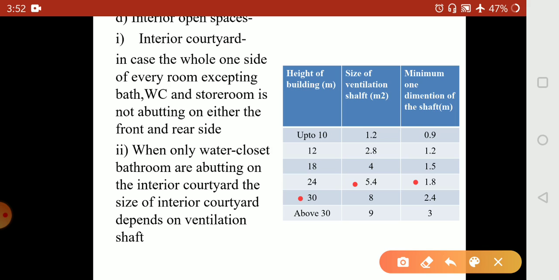If the height of the building is 30 meter, then the size of the ventilation shaft should be 8 meter square and the minimum one dimension of the shaft is 2.5 meter. And if the height of the building is above 30 meter, the size of the ventilation shaft should be 9 meter square and the minimum one dimension of the shaft is 3. Okay.